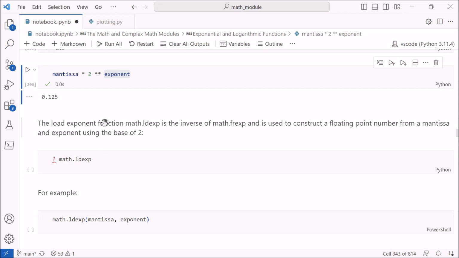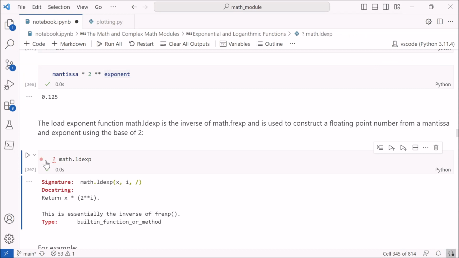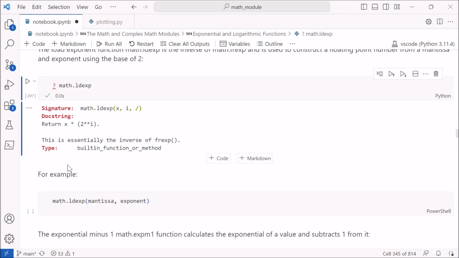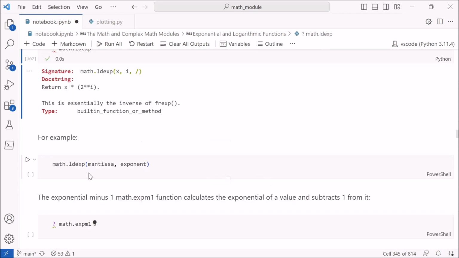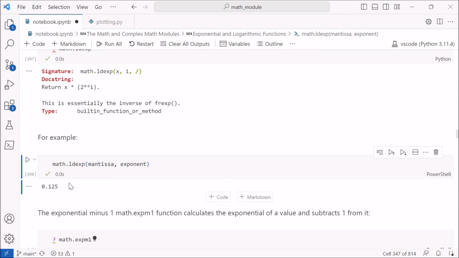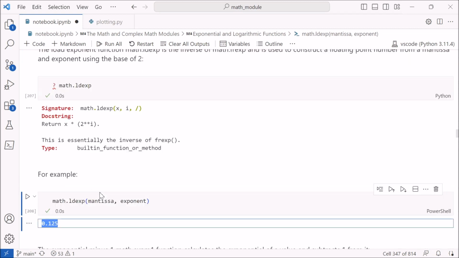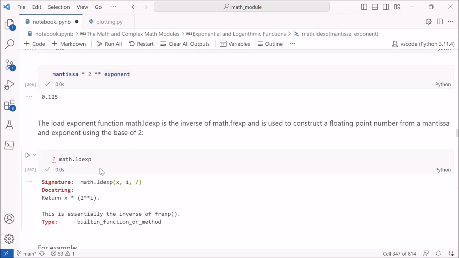So the load exponent function is the inverse of this and is used to construct a floating point number from a mantissa and exponent using the base of 2. So if we have a look at its docstring, we can provide the mantissa and exponent that we just calculated, and we get this same value as before. So it's essentially carrying this operation out.